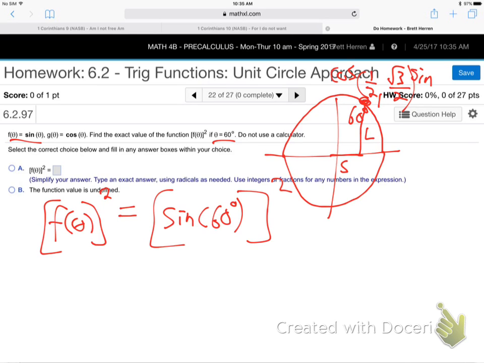So which one is the sine? Okay, so root 3 over 2, squared. We good there? So what's root 3 over 2 squared? Yeah, 3/4. That makes sense? We good there? Questions on that?